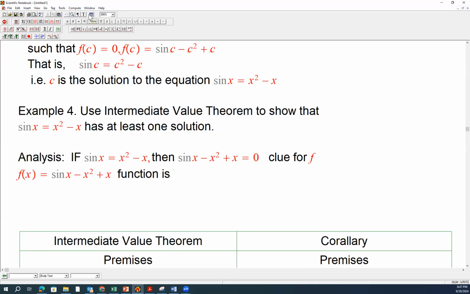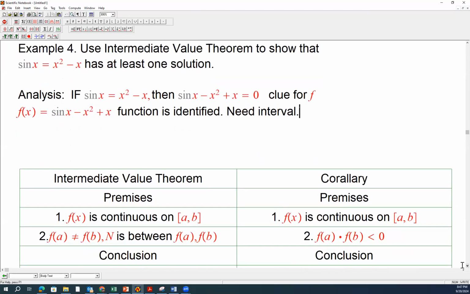The function is identified, but we need an interval, because we pretend that we don't know 1, 2. So we're going to identify an interval. This time we try to identify a different interval, because you can see the interval oftentimes is not unique. If we're not given the interval, it's not the end of the world. We just identify it. So let's get started to identify the interval.